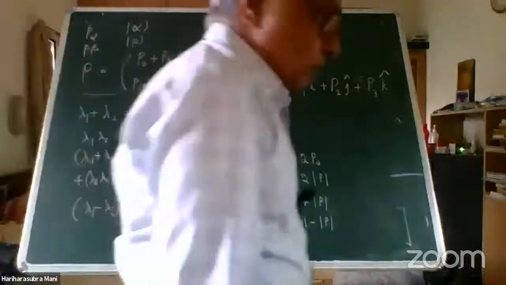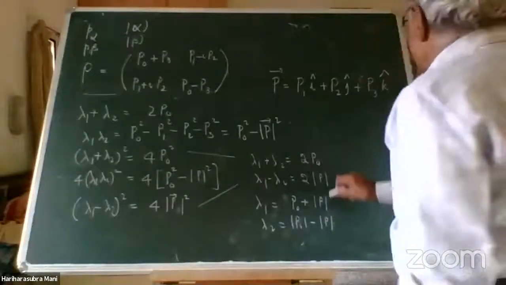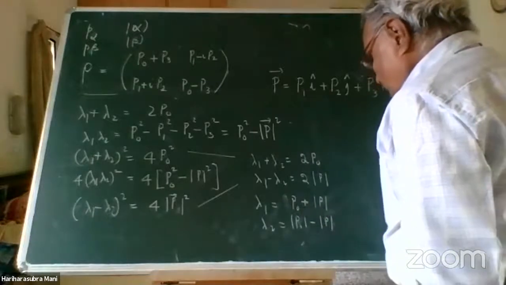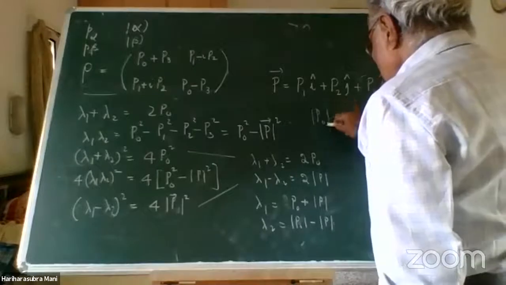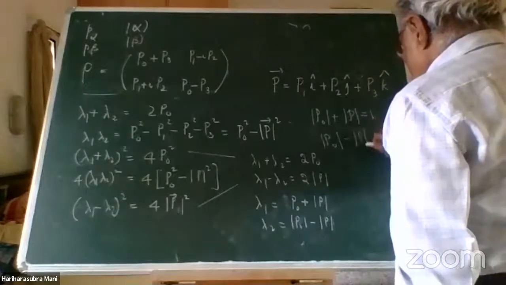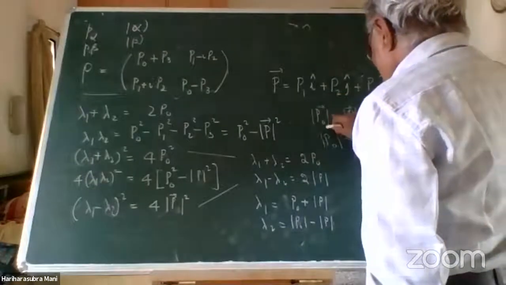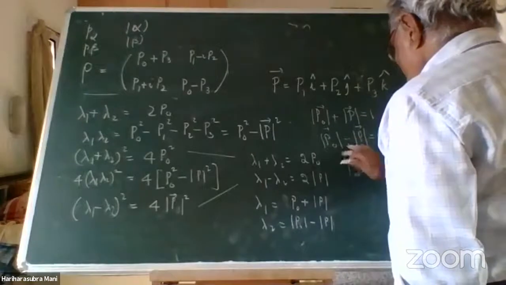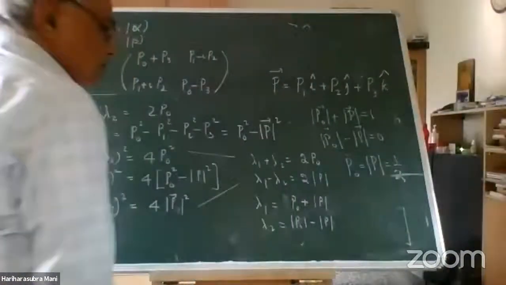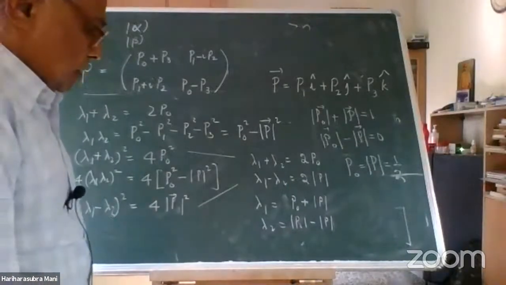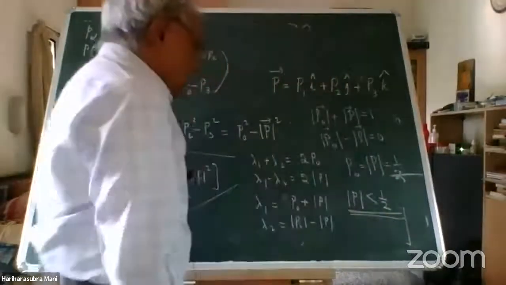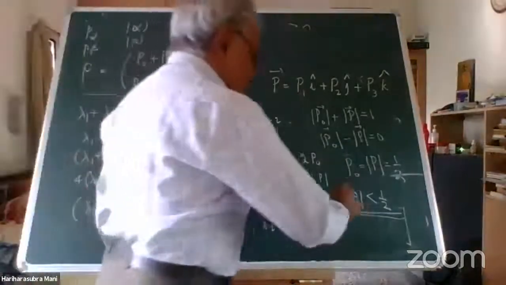Now, let us see when it will be mixed or when it will be pure. That can be checked by doing the following, right? Squaring this, one of them should be 1. When can that happen? When P0 plus P equal to 1 and P0 minus P equal to 0. So this means P0 equal to P. And if P is less than half, you can verify that it is a mixed state. This is the pure state.